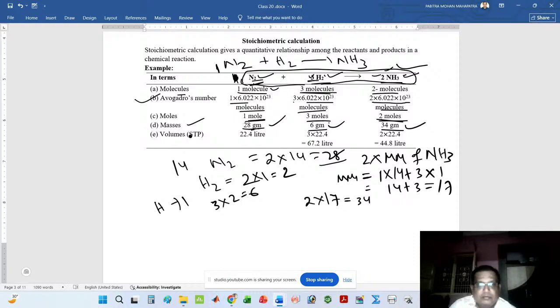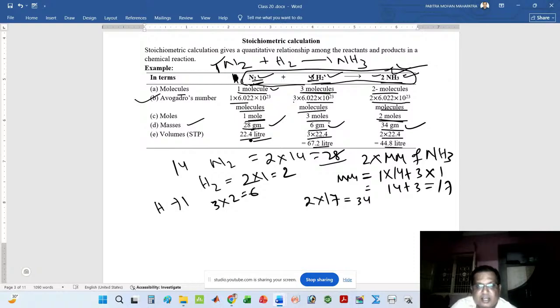If you want to express the balanced equation in terms of volume, here 1 N2 means 1 mole, so that is 22.4 liter. Then 3 H2 molecules are used, so here we can say 3 into 22.4. For ammonia, 2 NH3 is used, so here I can write 2 into 22.4. 3 into 22.4 means 67.2 liter. 2 into 22.4 means 44.8 liter.